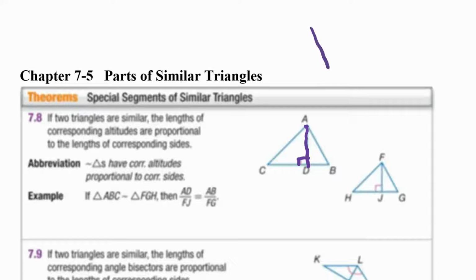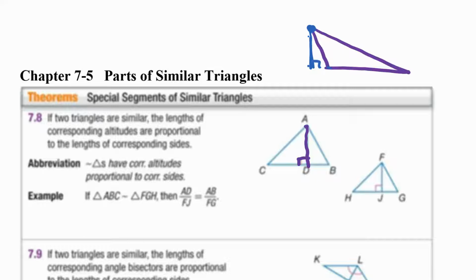An altitude may fall outside of the triangle. If I look at a triangle like this, and I look at this vertex up here, where it would hit the other side, or the opposite side, perpendicular would be outside of the triangle.